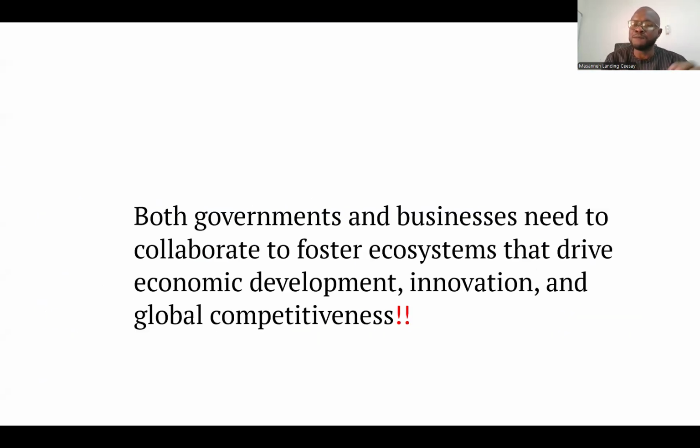So overall, both governments and businesses need to collaborate to foster an ecosystem that drives economic development and innovation, as well as makes their firms or nations very competitive. So that's all I have for today.